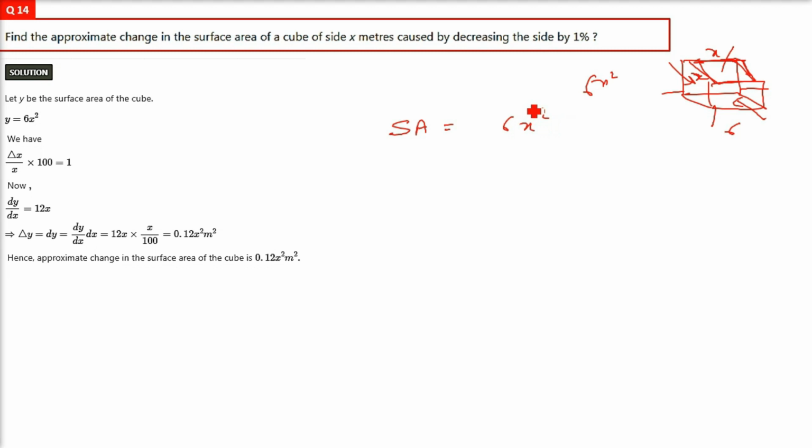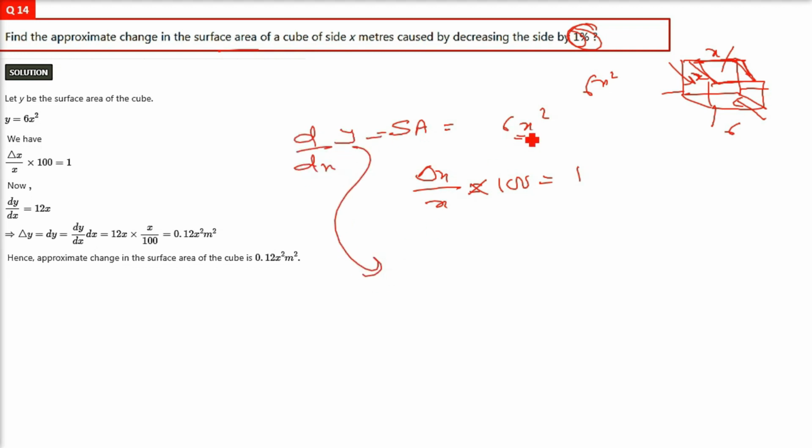y is 6x square. Now the question is saying that the side is decreased by 1%. So the percentage error is given. 1% is the percentage error, so that is delta x by x into 100. Let me write it: delta x by x into 100 is given as 1. So for the surface area, which I am calling y, dy by dx will be 6 times 2x, so 12x. Then delta y is going to be dy by dx into delta x.